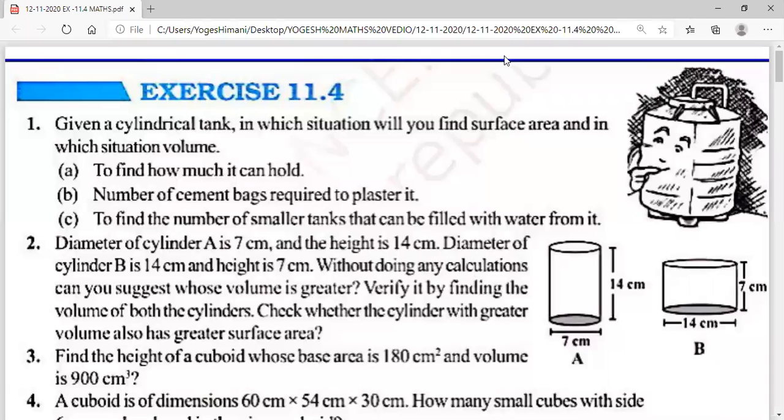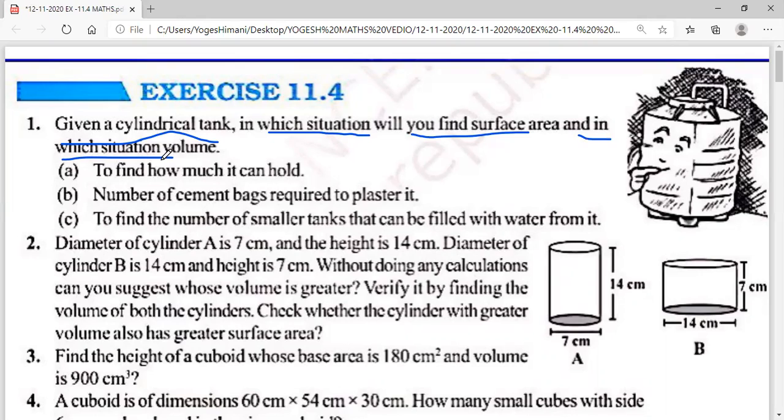Good morning, students. Today we will start our next exercise, that is exercise 11.4. In this exercise, question number 1 is given a cylindrical tank. We have a cylindrical tank, and in which situation will you find surface area, and in which situation volume?